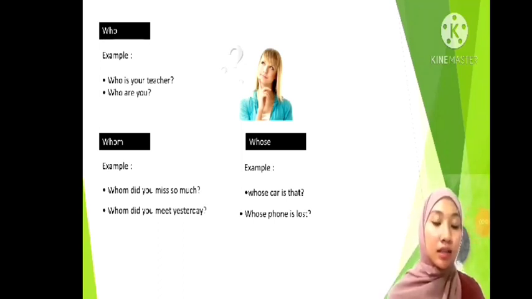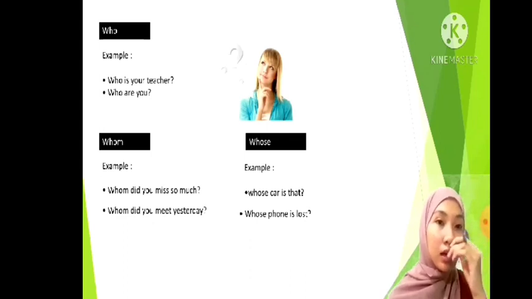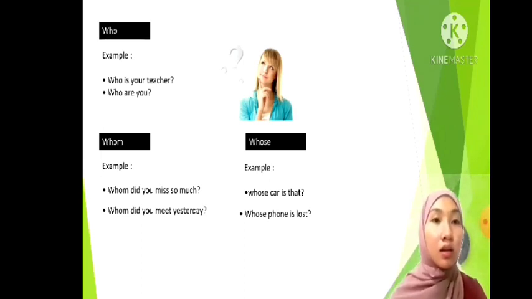And next is how to use whose in WH question. So whose is always used to ask about ownership of an object. For examples, whose car is that, or whose phone is lost, so like that. If you want to know who is the owner of the object, you always use whose to ask.